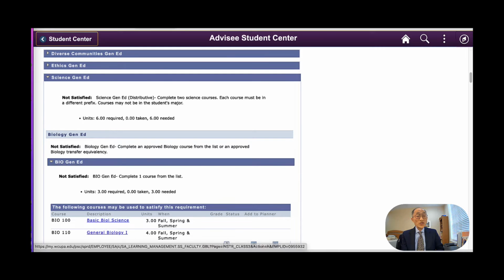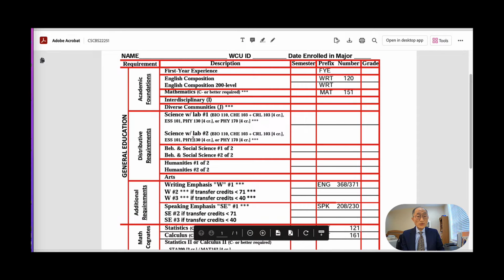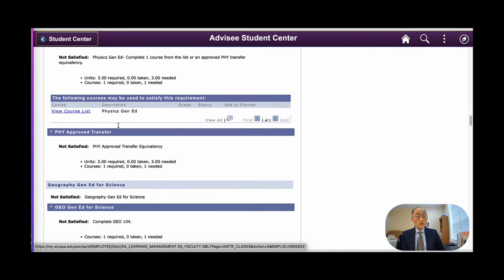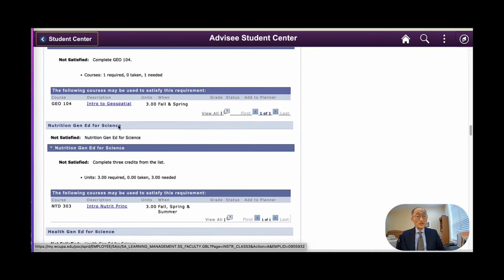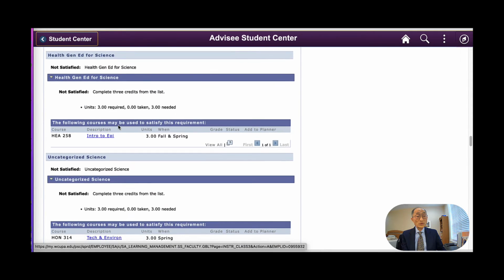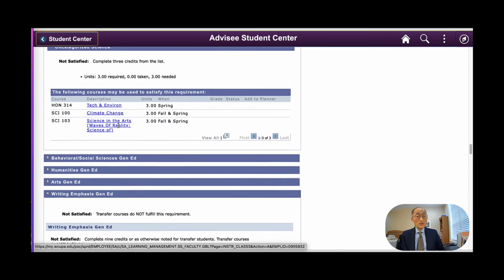But for science gen ed, you can ignore this group, because in our advising sheet, we require you to take 2 science courses with labs. If you take these 2, you can count these 2 towards the gen ed science course requirements. So then you don't have to take any additional science courses. You can scroll down and skip this until you find the next group.